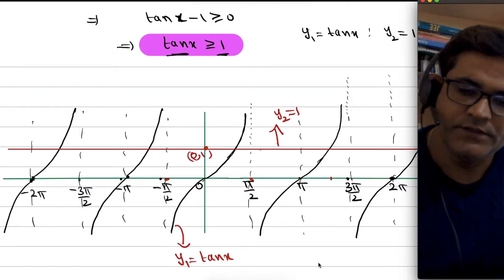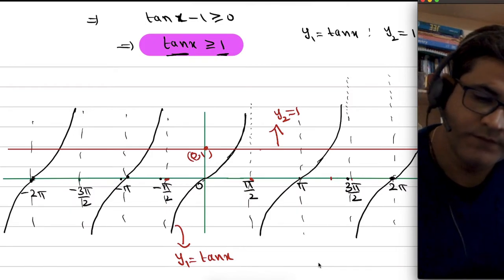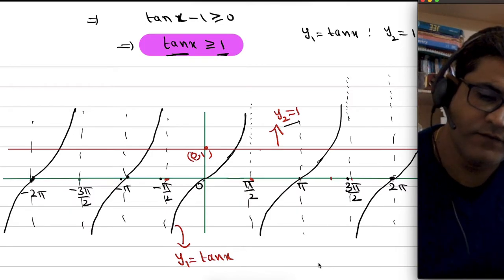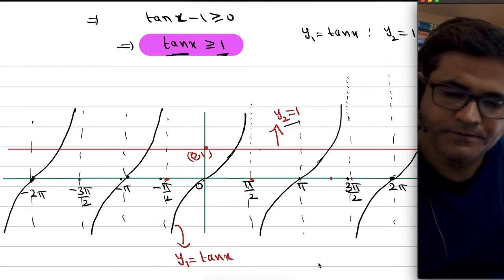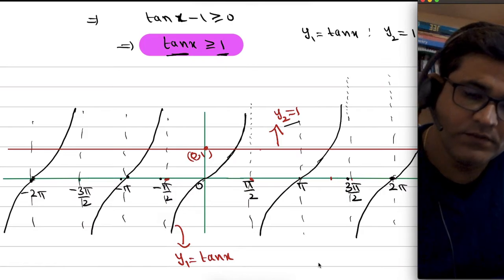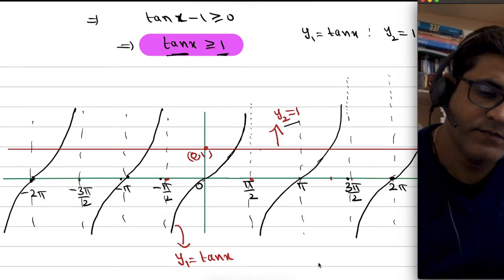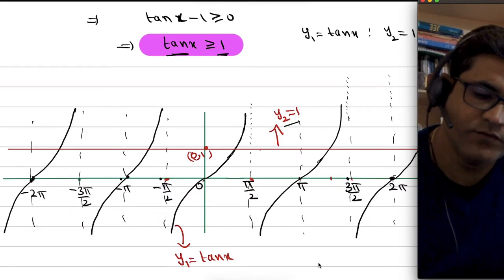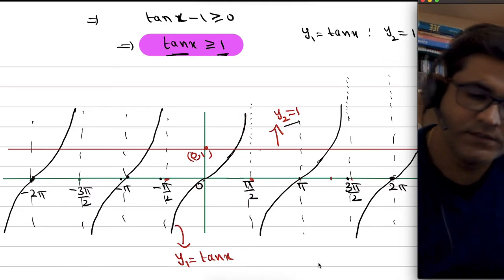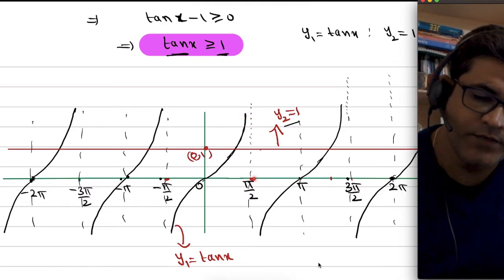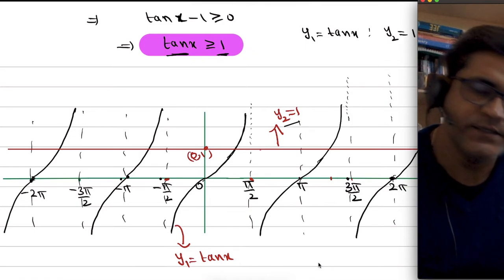So this one is the y2 equal to 1 line. Now our requirement is what? tan x must be greater than or equal to 1. So you take one branch, that is from minus pi by 2 to pi by 2. In this interval, in which interval is tan x greater than or equal to 1 possible?